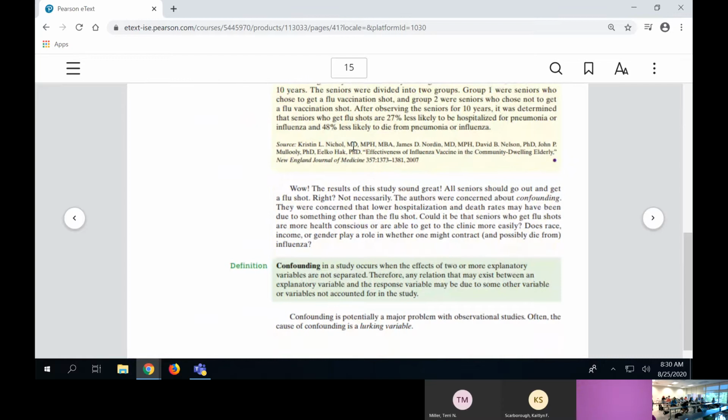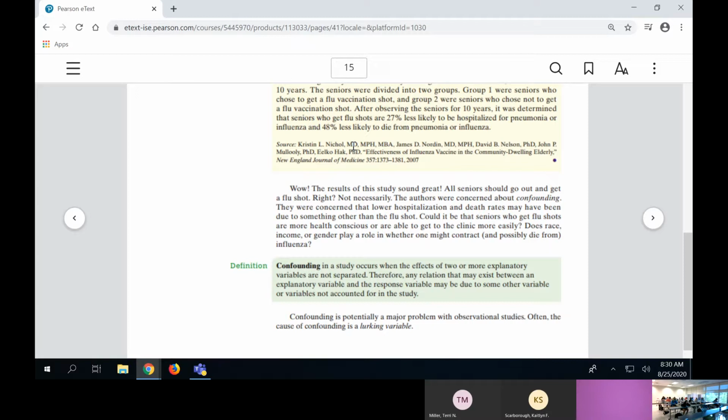I don't do confounding, but you might want to write it down. I don't test on it. Confounding is when there may be a relation between an explanatory variable and a response variable, maybe due to some other variable. What in the world? It can be a lurking variable also. Okay? Confounding means that there's a lurking variable.